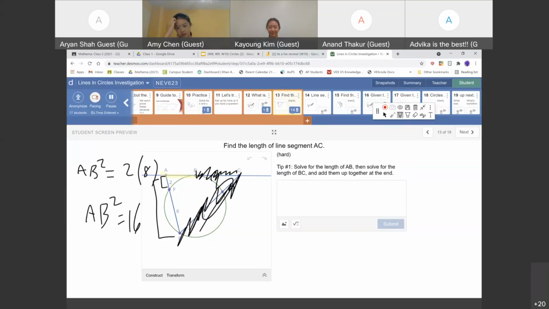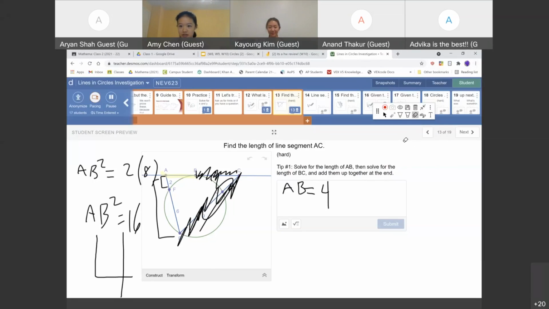So what would AB be? Just 4. Put it in the chat or say it out loud. Yeah, it would be 4. Everybody should be able to answer this. The AB would be 4. Okay, let's write that down so we don't forget.